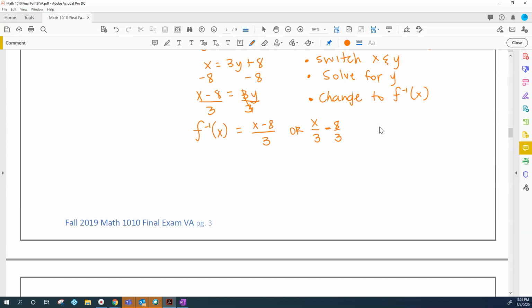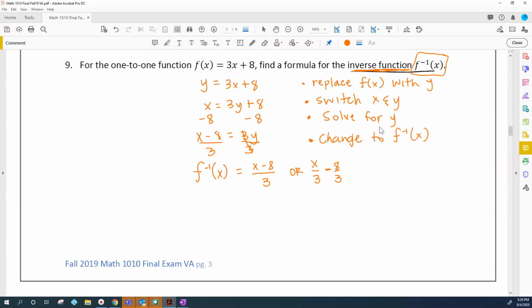Can you go back up for 1 second? Sorry, I just need that last step. Yeah, just make sure you change the y. You have to write it in that form that shows that it's the inverse. So f to the negative 1 power of x tells us that it's the inverse function. Thank you.